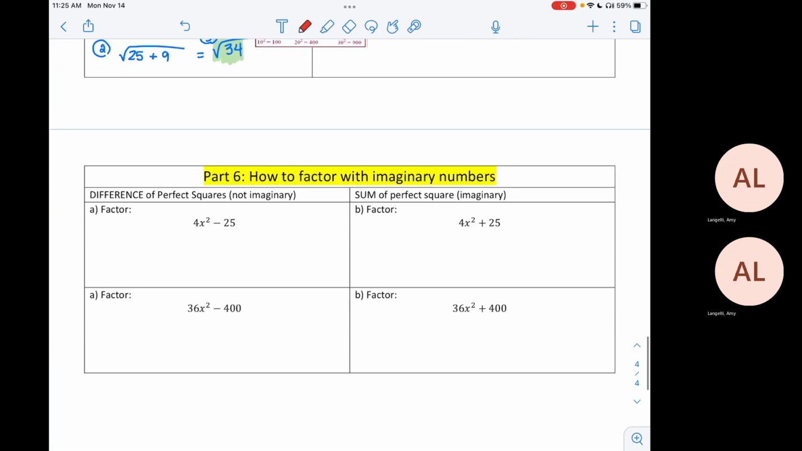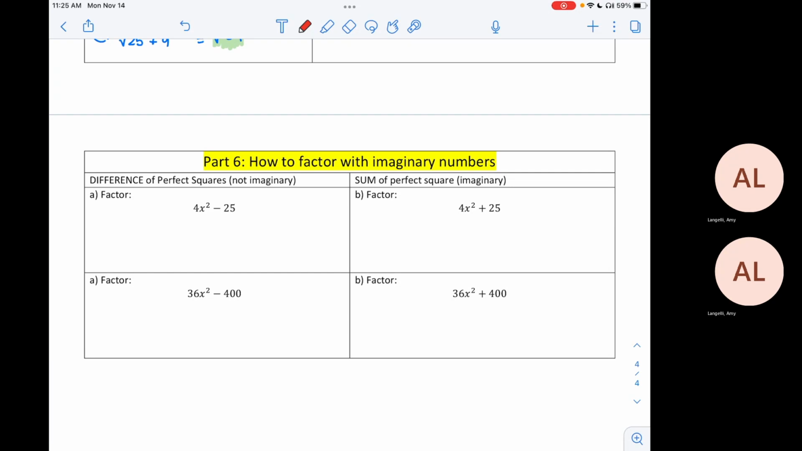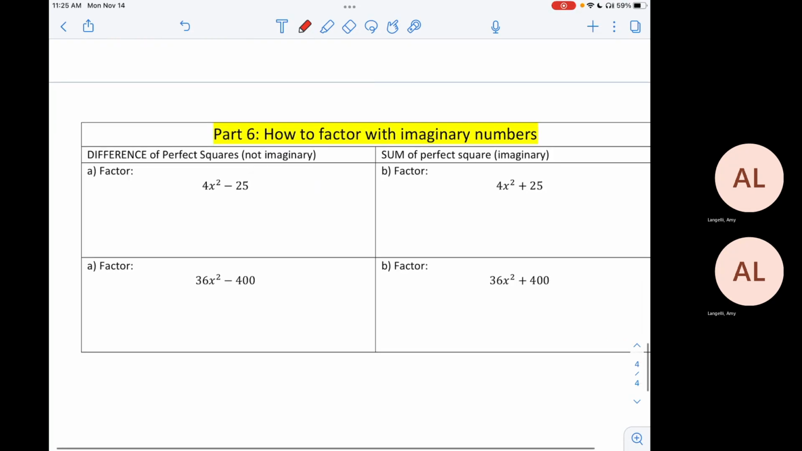Okay, sorry about that. How do you factor? Now, believe it or not, factoring with them is pretty easy. That means we probably have time to go back and look at the more difficult part of the lesson. Here we go. How to factor with imaginary numbers.